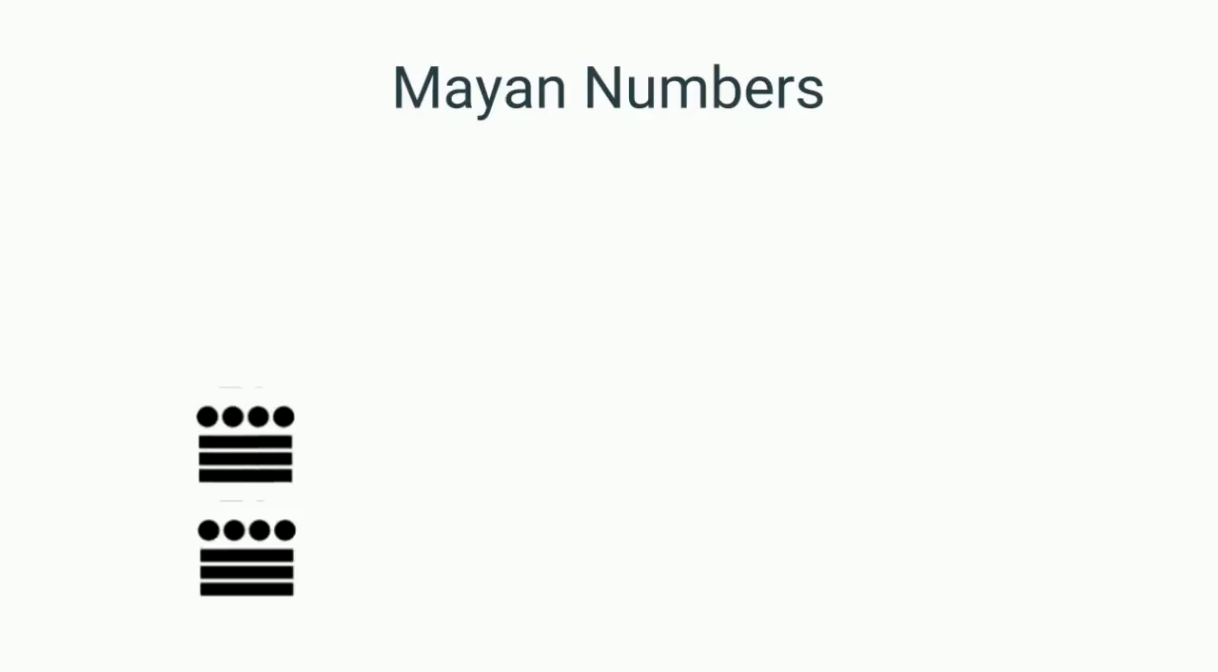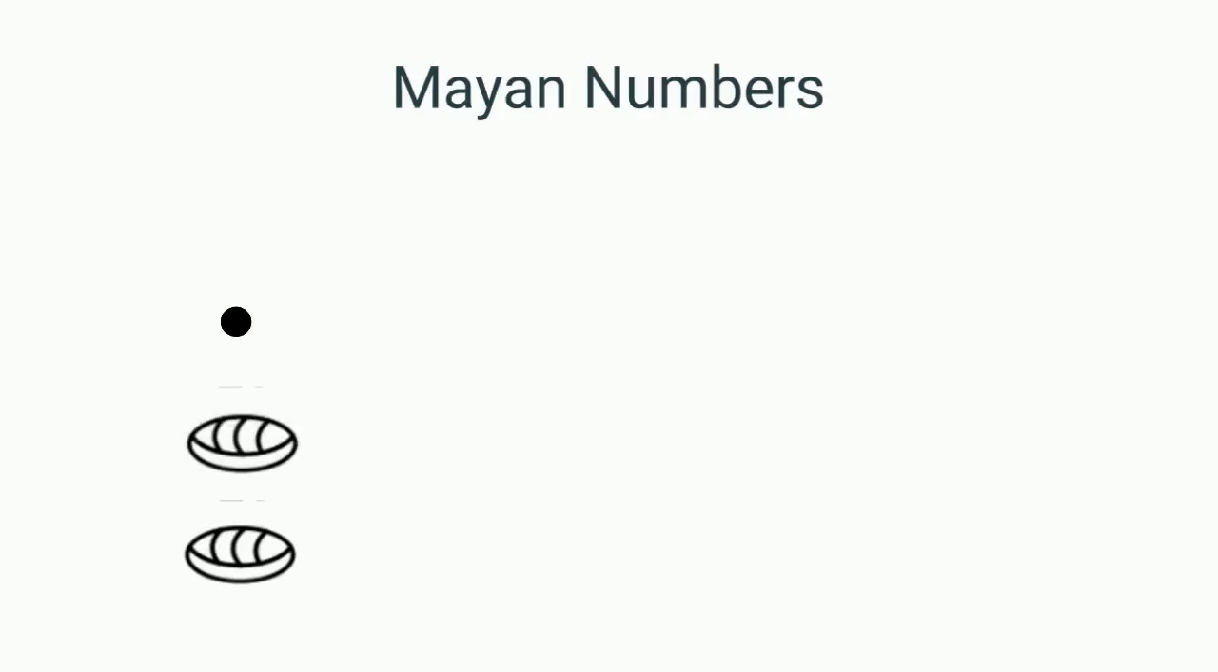So if we add one more to the 399, we add it in the ones place, which converts this to a 20. Then we add a dot to the 20s place, which converts this to a 400.